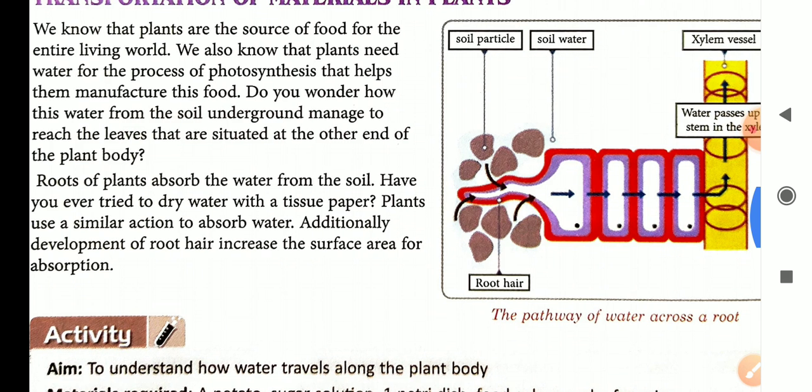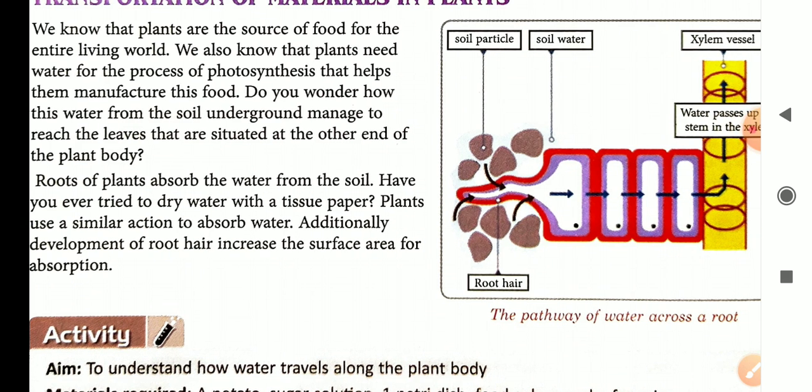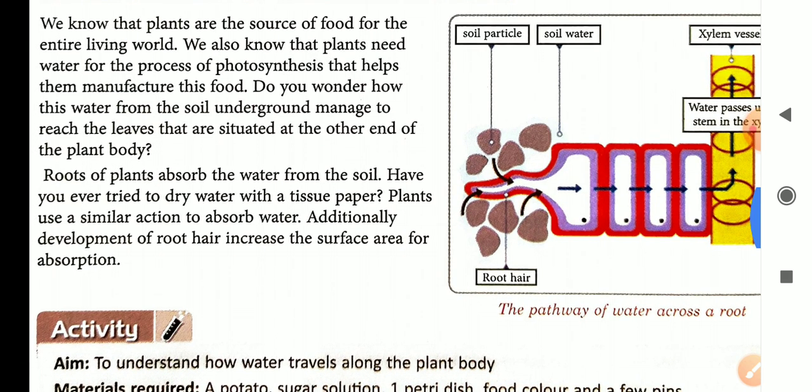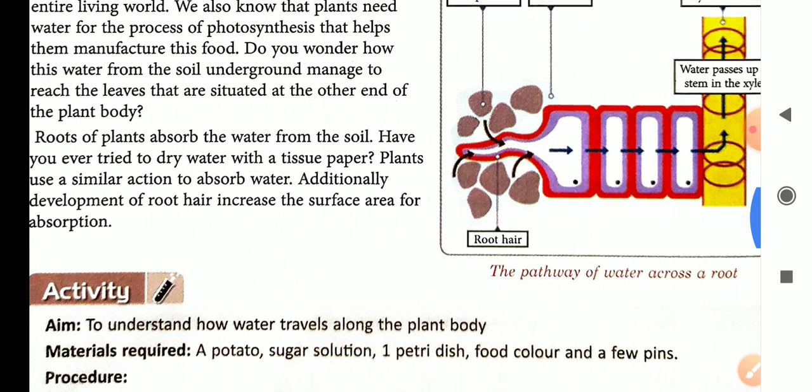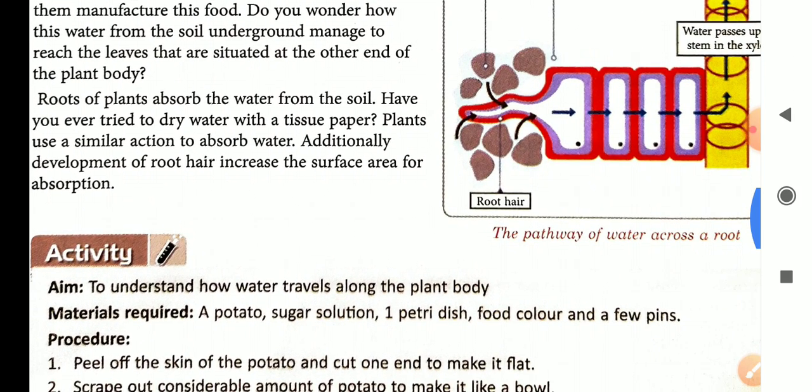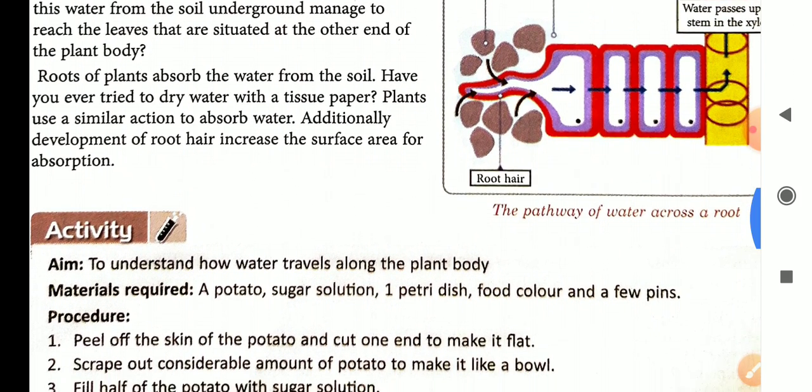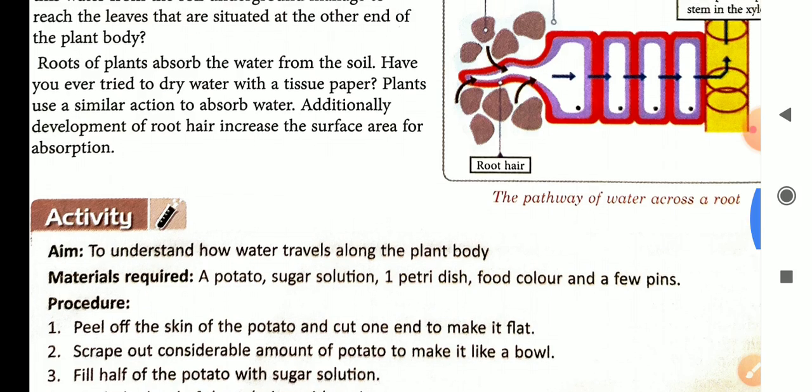Have you ever tried to dry water with a tissue paper? Plants use a similar action to absorb water. The development of root hair increases the surface area for absorption.